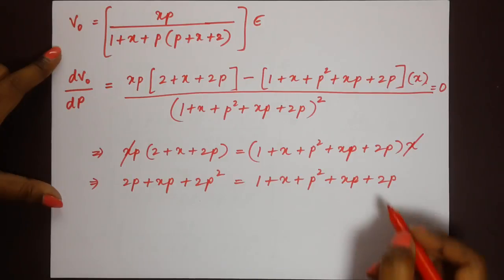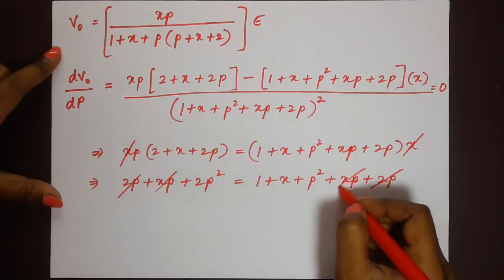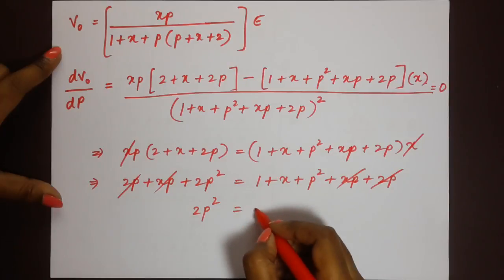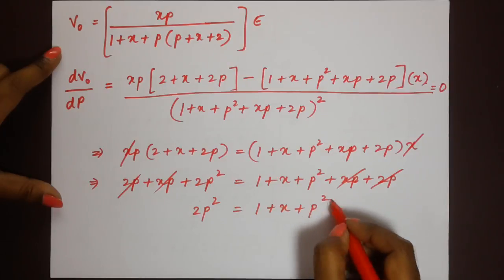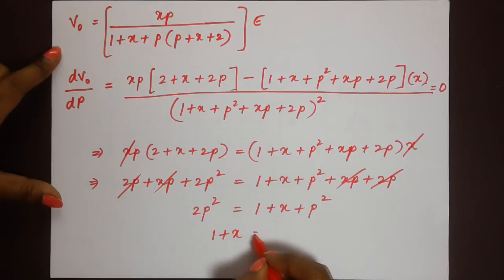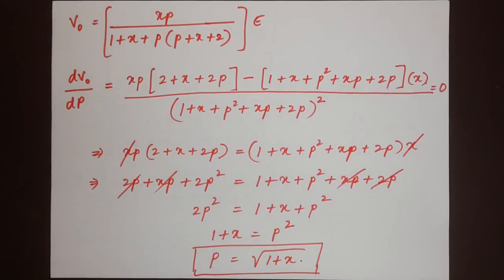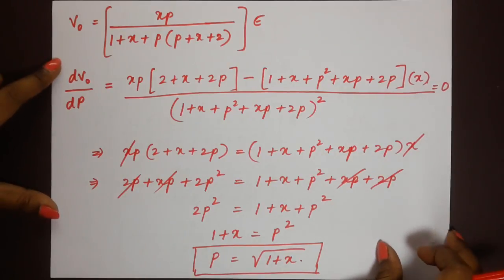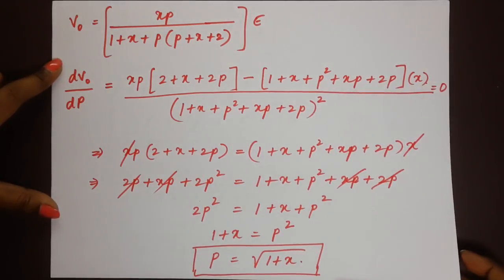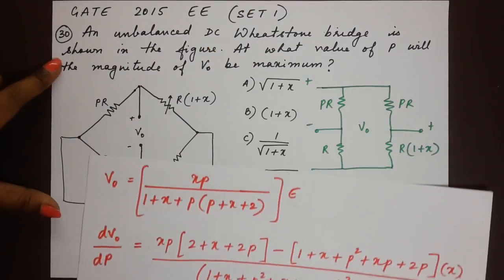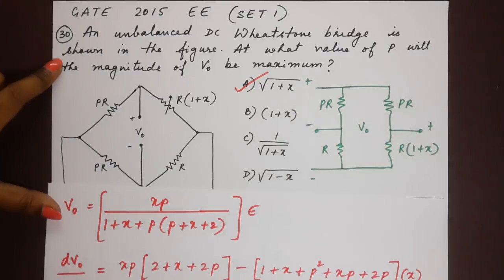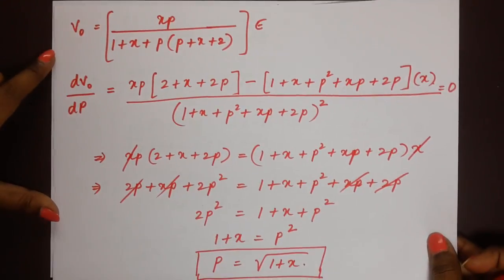Let's see, can we cancel out anything else? We see that 2P can cancel out, XP cancels out, we are left with 2P square is equal to 1 plus X plus P square, which further gives us 1 plus X is equal to P square. Right? So now what is P? P is equal to root of 1 plus X. I hope the steps and the explanation are clear, and you will see that this answer matches option A, root of 1 plus x.